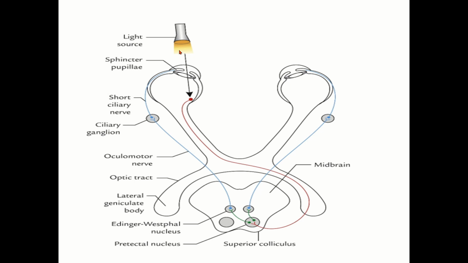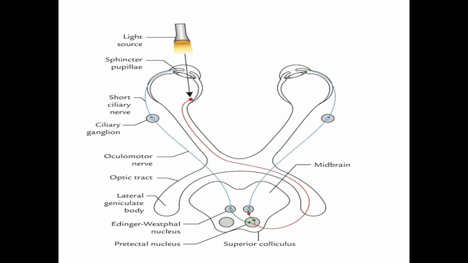Let us see the pathway. You can see the light falling on the retina, then traveling through the optic nerve and the optic tract. This is the optic chiasma, and this is the optic tract. Then it reaches the superior colliculus, where we can also see the pretectal nucleus. The pretectal nucleus relays bilaterally to the Edinger-Westphal nucleus of both sides. From the Edinger-Westphal nucleus, the fibers pass through the oculomotor nerve, ciliary ganglion, short ciliary nerves, and the sphincter pupillae or constrictor pupillae, which will constrict the pupil.